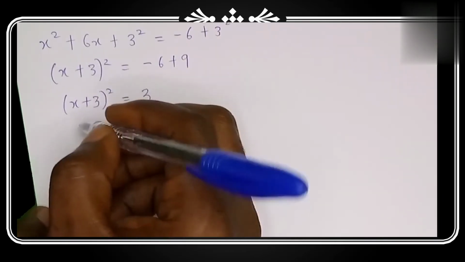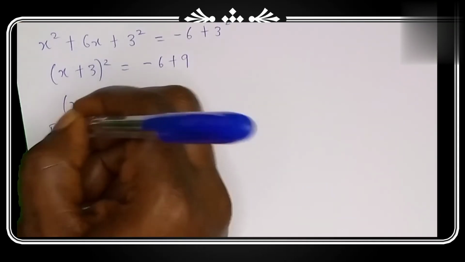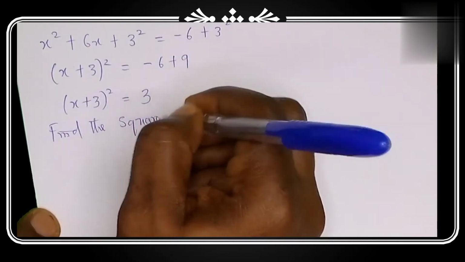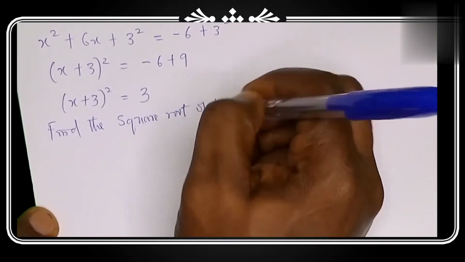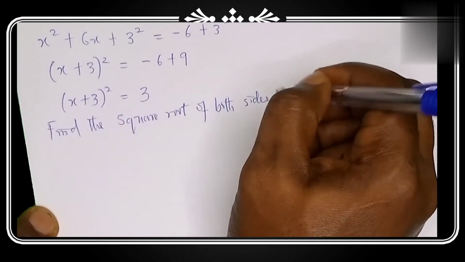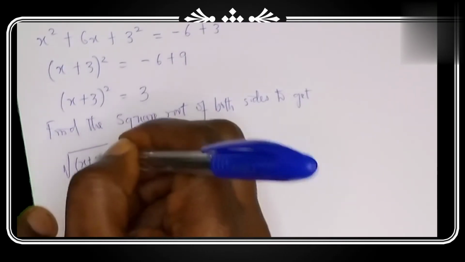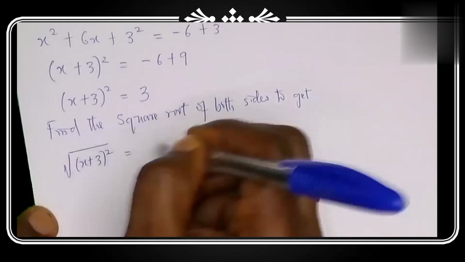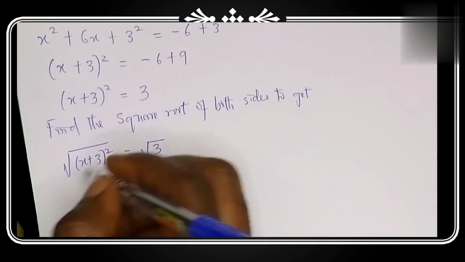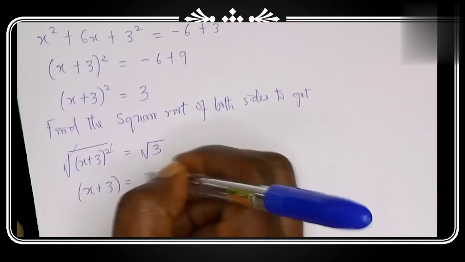Now at this point, we can now find the square root of both sides to get x plus 3 squared. Square root of x plus 3 squared equals square root of 3. Now this will cut this out to get x plus 3 equals root 3.